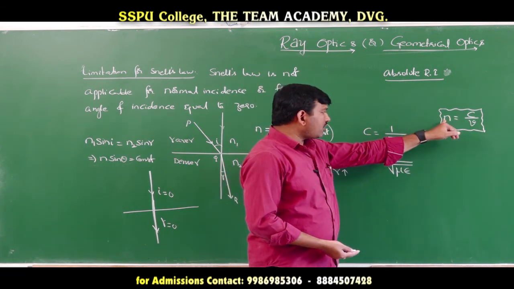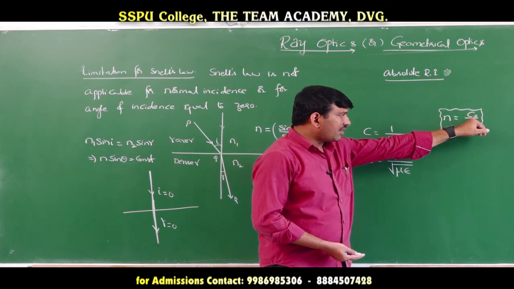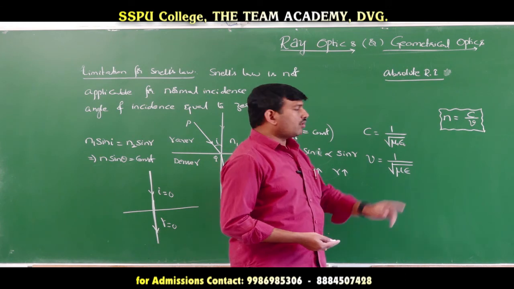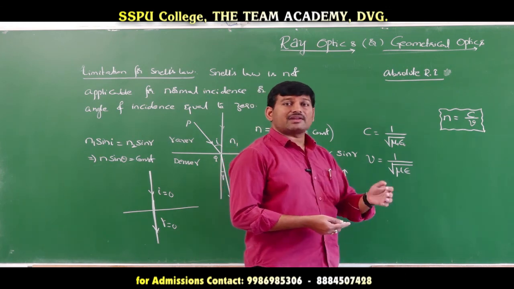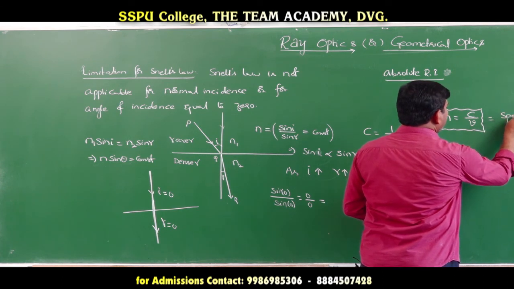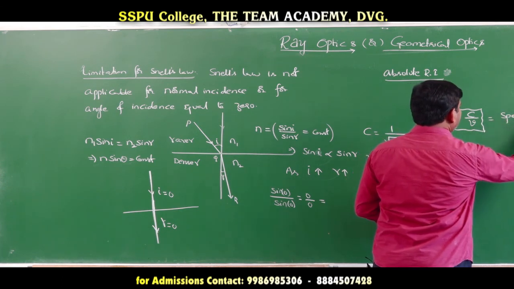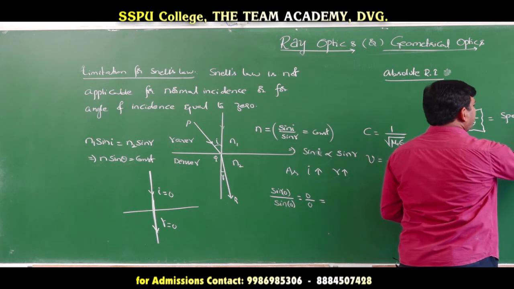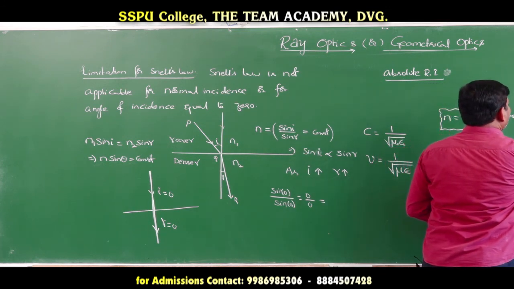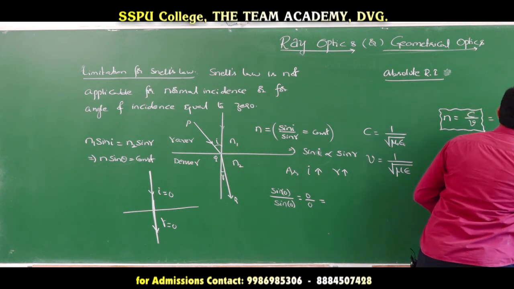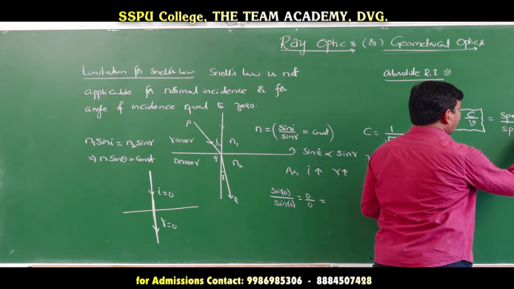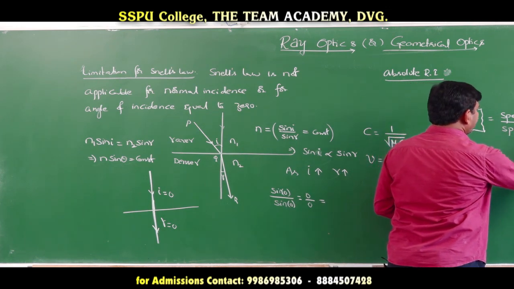The absolute refractive index is defined as the ratio of c to v. What is c? Speed of light in air or vacuum. What is v? Speed of light in a given medium. So here n is equal to speed of light in air or vacuum divided by speed of light in a given medium.